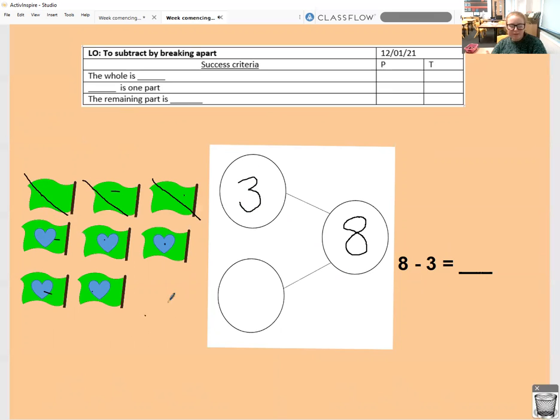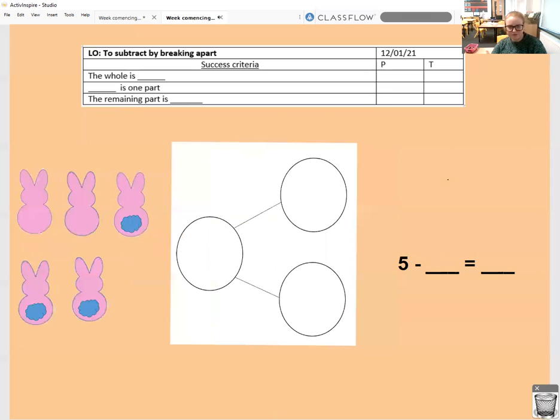What is my remaining part? How many flags do have a heart on? Let's have a look. 1, 2, 3, 4, 5. My remaining part is 5. 8 subtract 3 equals my remaining part, which is 5.